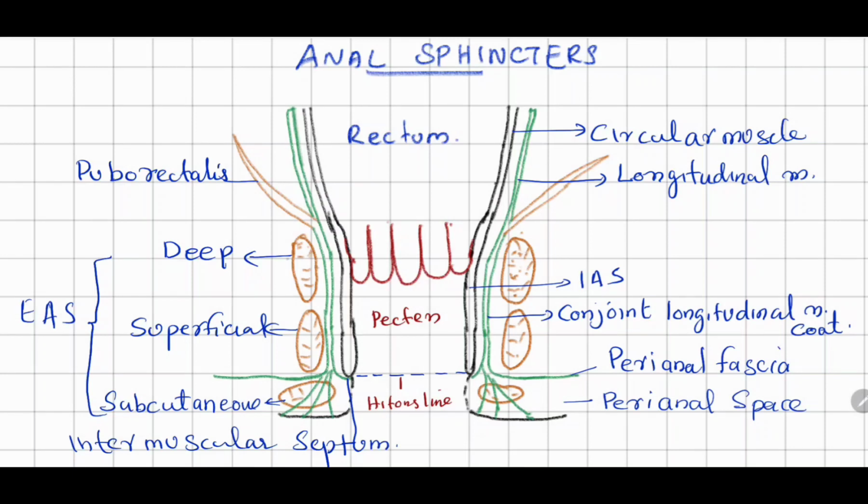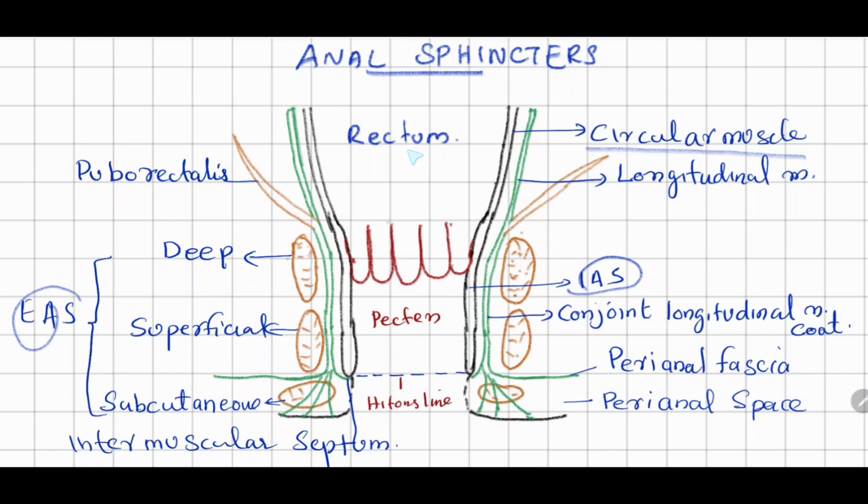The anal canal is a muscular tube and it has powerful anal sphincters. The anal sphincters are divided into two: internal anal sphincter and external anal sphincter. These are the external anal sphincter, and here comes the internal anal sphincter. The internal anal sphincter is the continuation of the circular muscle coat of the rectum.